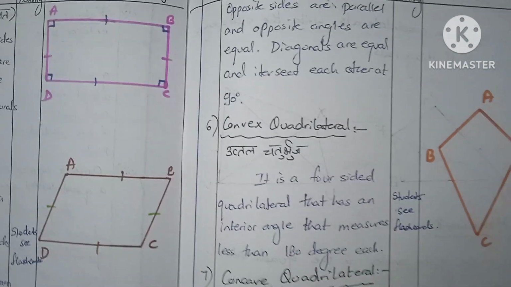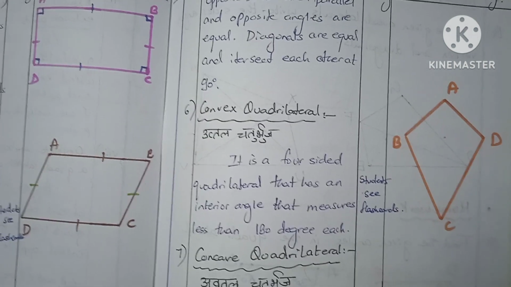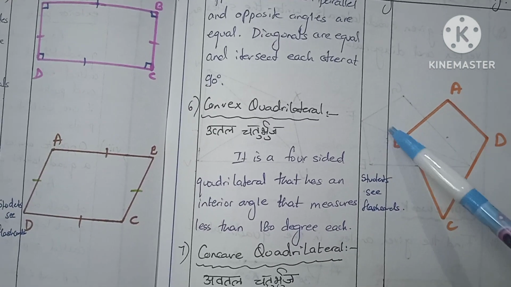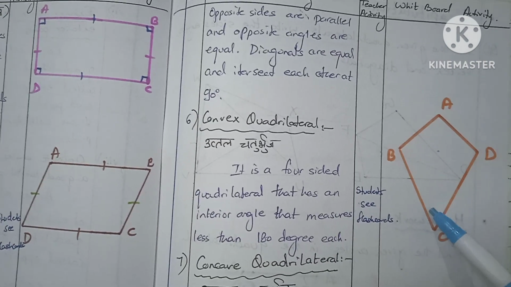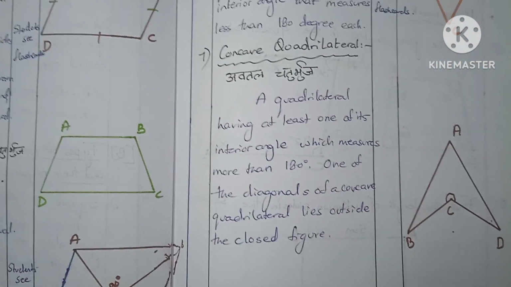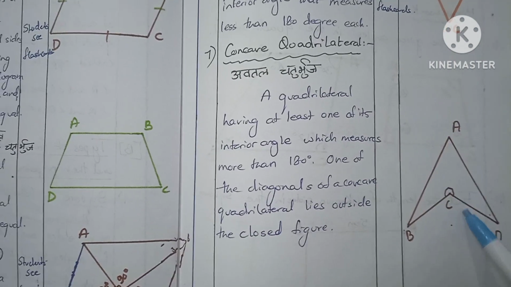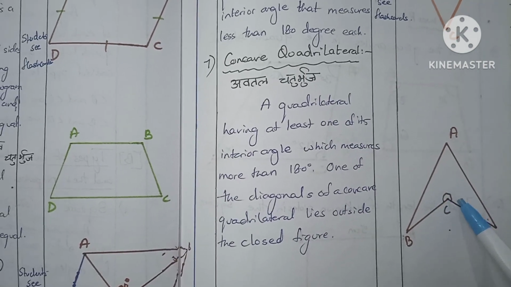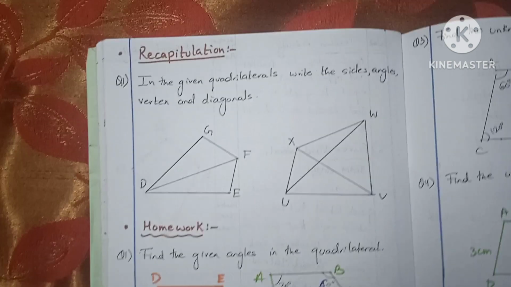Next, we go to the convex quadrilateral, which is called Avtal Chaturbhuj. In this, all four sides are drawn over here, and this is basically in the form of a kite, and all the interior angles measure less than 180 degrees. Then we have the concave quadrilateral, which is called Avtal Chaturbhuj. Over here, this is a figure of a concave quadrilateral. One of the angles over here is greater than 180 degrees. So these were the types of quadrilaterals.